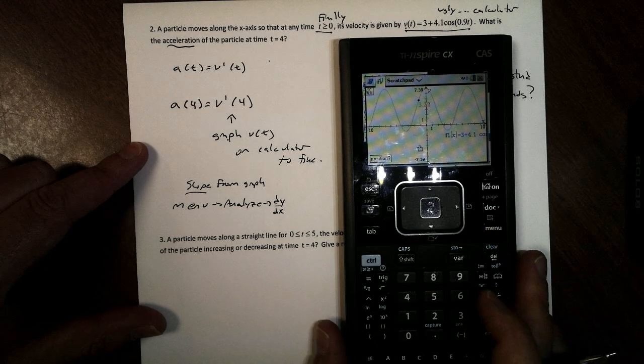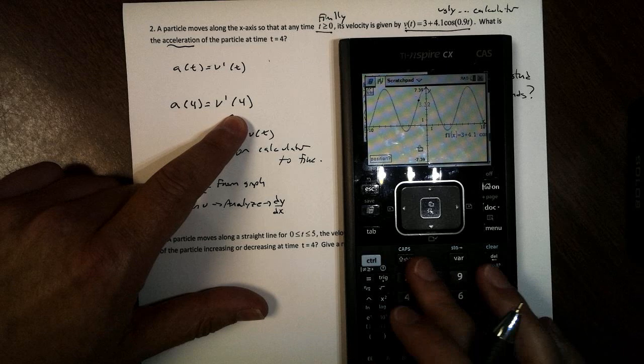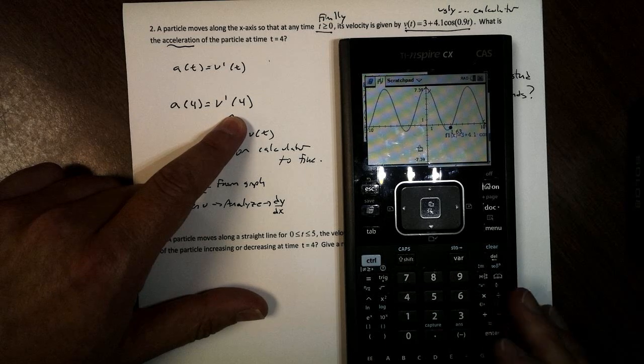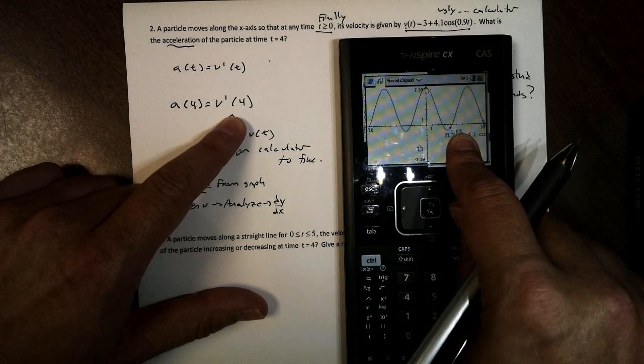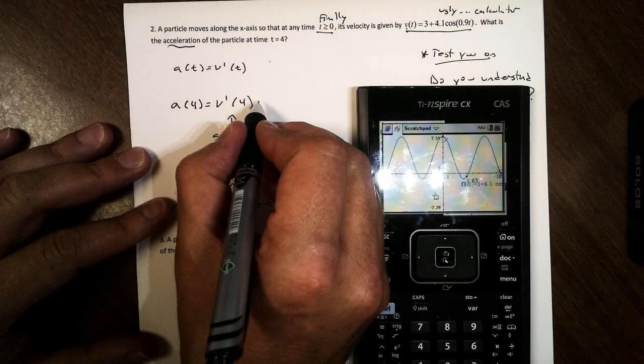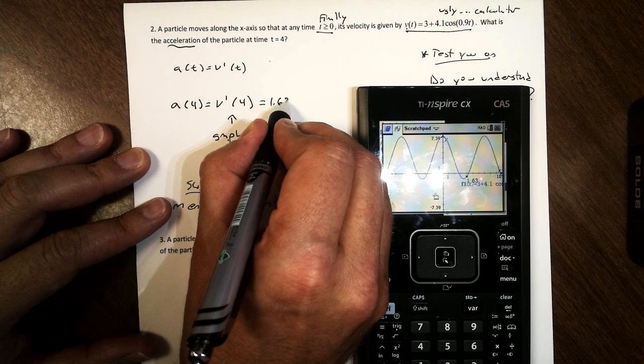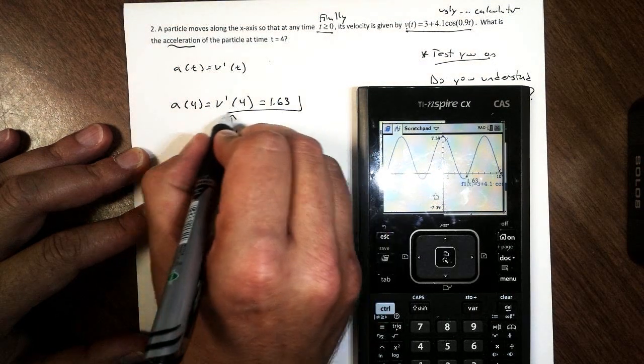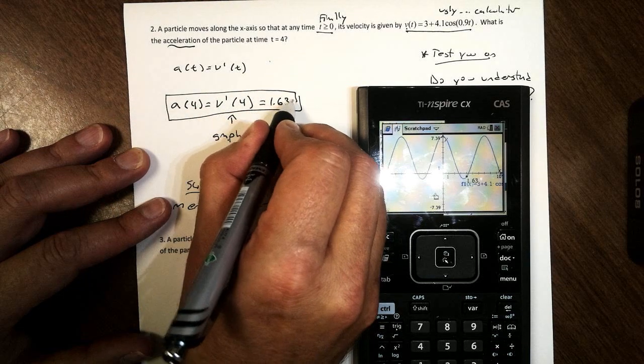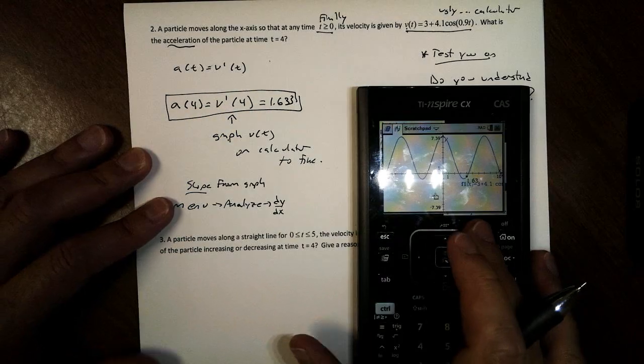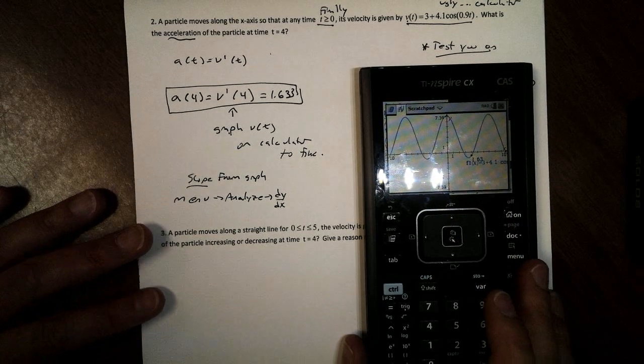Press enter, and all I have to do is type in where I want to find it. 4. Press enter. There it is, 1.63. So we get 1.63. It's actually another 3 there, but my calculator is not showing that yet. You should go out 3 decimal places. There should be another 3 there. So I might have to fix my decimals here.